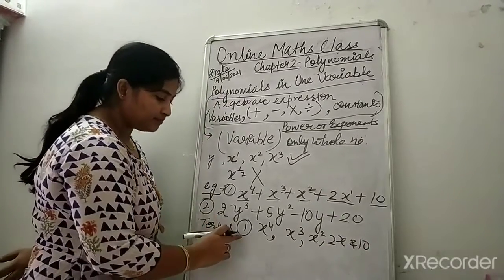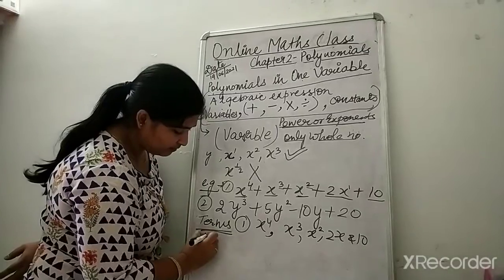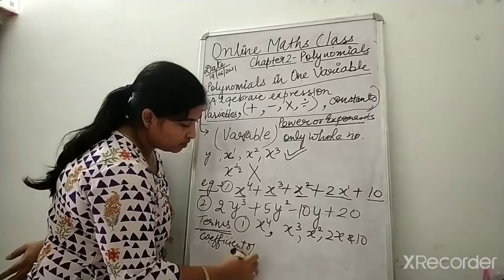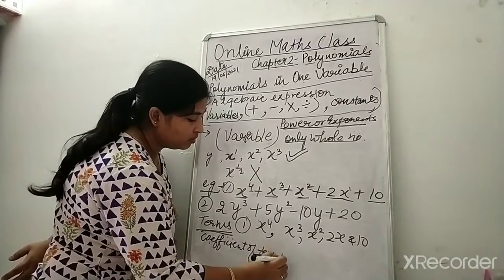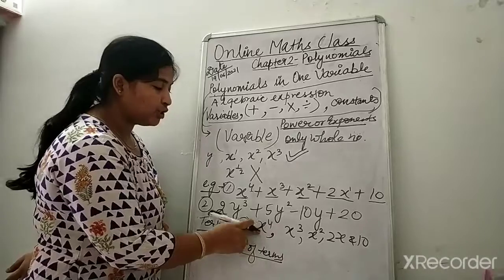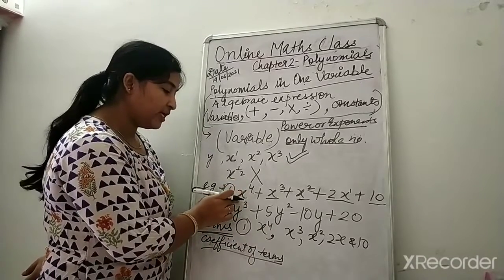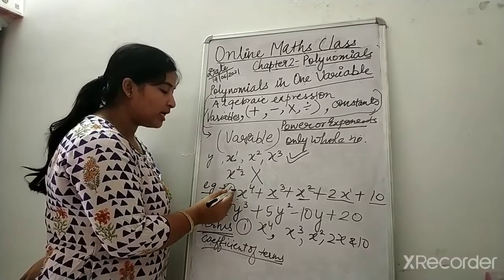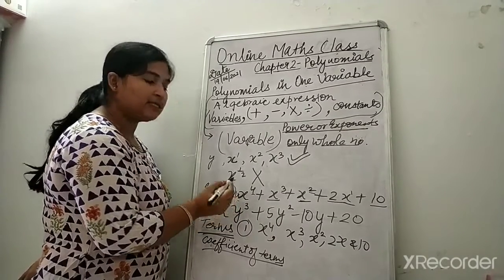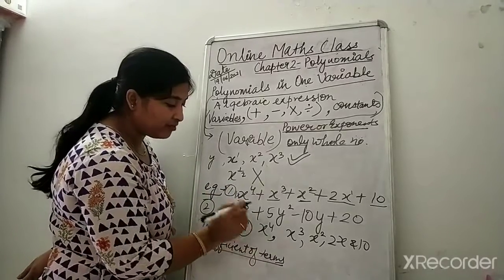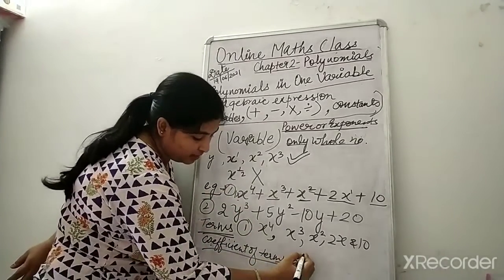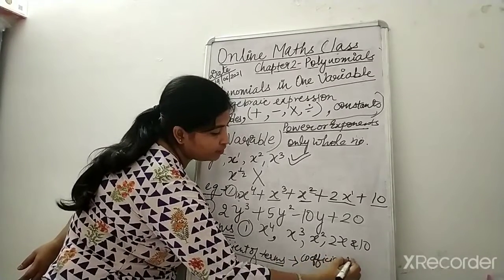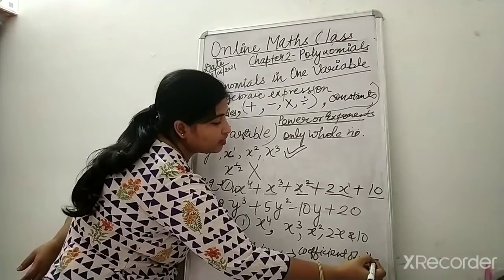Okay, and with this there is another word, that is coefficient. Coefficient of terms: if I'm asking you what is the coefficient of x to the power 4, you have to check in front of x to the power 4 what the number is. There is no number, so that means it will be 1. 1 multiplied by x to the power 4. So the coefficient of x to the power 4 is equal to 1.